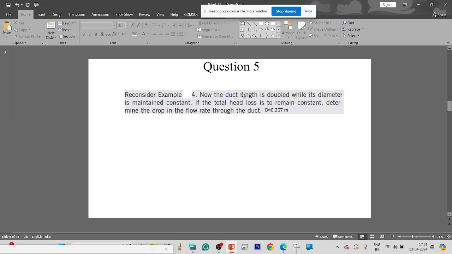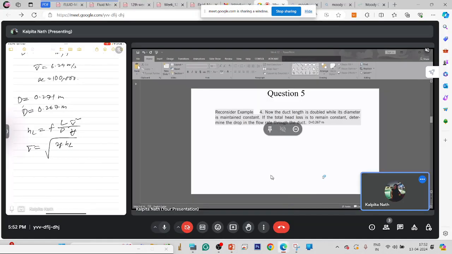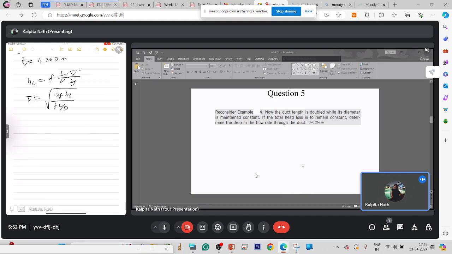There is a related question to this. Now the duct length is doubled while its diameter is maintained constant. If the total head loss is to remain constant, determine the drop in the flow rate through the duct. The previous diameter was this one, so now we will use the iterative method in this problem and solve in detail. H_L is given as f L by D V square by 2g, right? So V bar we can get as root of 2g H_L upon f L upon D. So this is V bar.